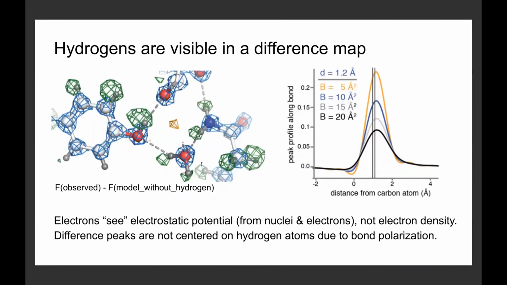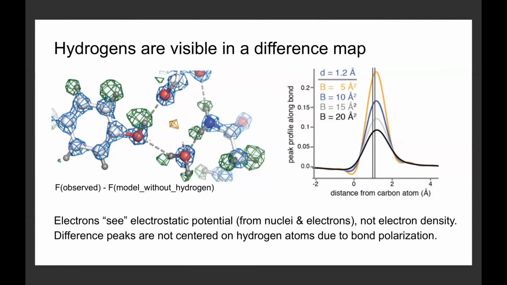And quite pleasingly, hydrogens are visible in a difference map calculated between the observed map and a map calculated from a model without hydrogen. And interestingly, those peaks for hydrogens are located a bit further from the position of protons. Initially, I thought this might be a pixel size error, but it was not.